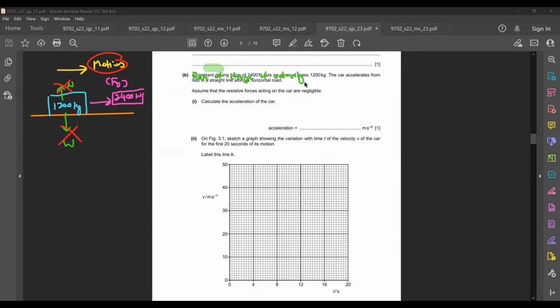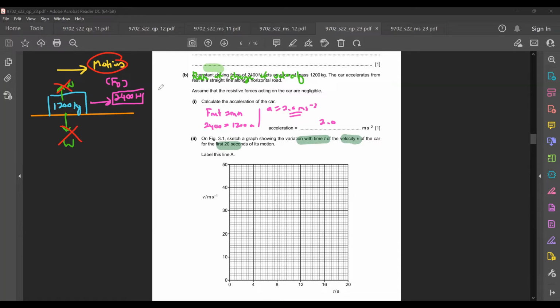Right, so this one should be pretty straightforward. Just now, let me just rewrite this. F net equals to ma, 2,400 equals to 1,200 a, where a is equals to 2.0 meter per second squared. Okay, so here they want you to sketch the variation of your velocity with time for the first 20 seconds of its motion. Okay, now this one kind of relates to your kinematics.